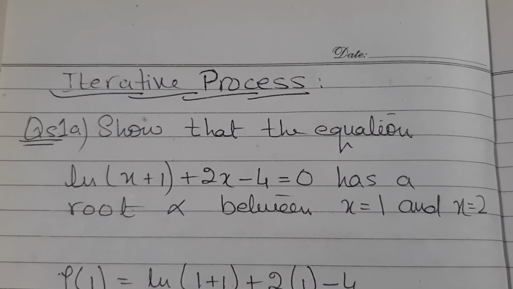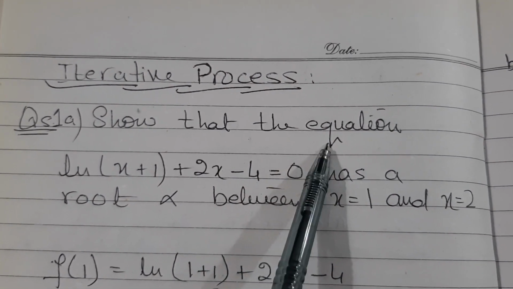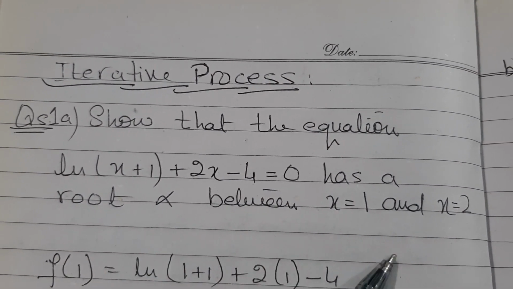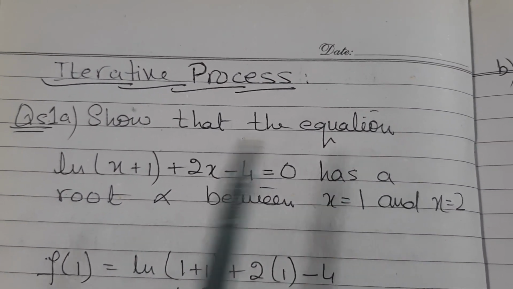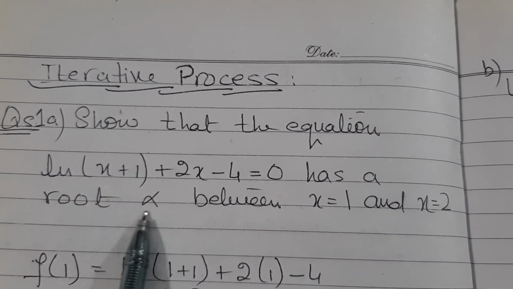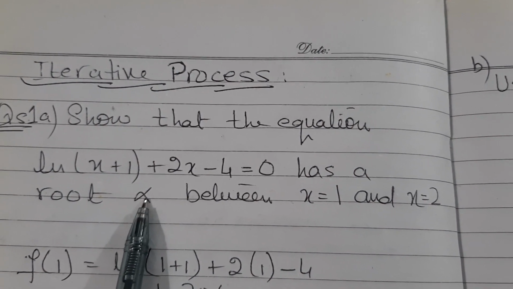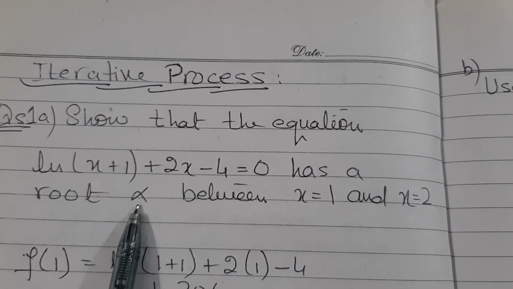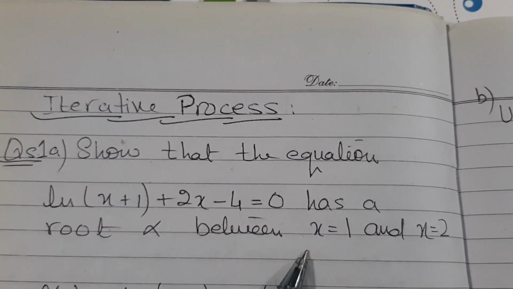It has two parts. The first part is to show that this equation has a root between x equals 1 and x equals 2. The root is called alpha here, so do not get confused. What is this alpha? Simply the value of x which is the root or solution of this equation is called alpha here. This part is very commonly asked.